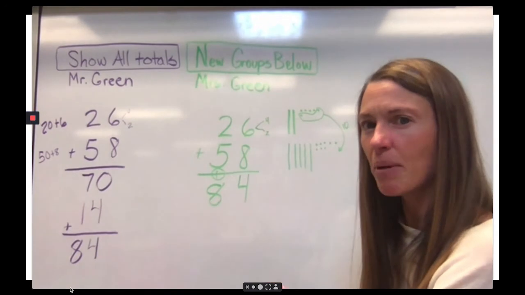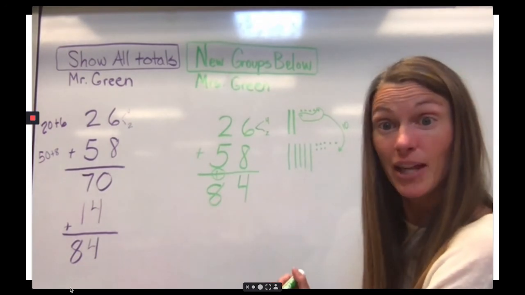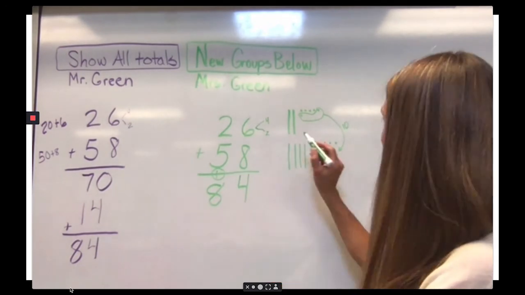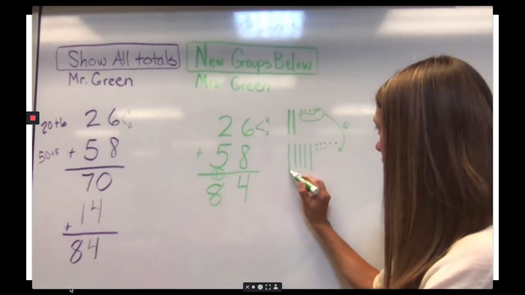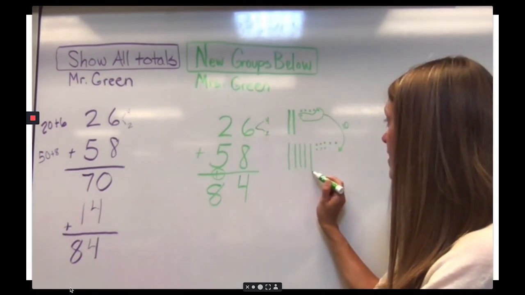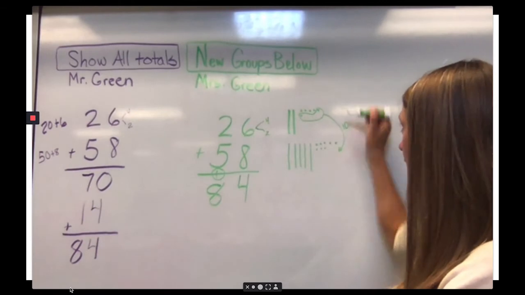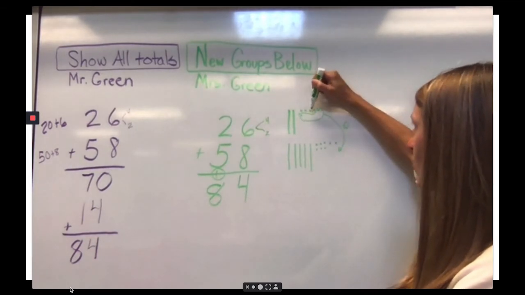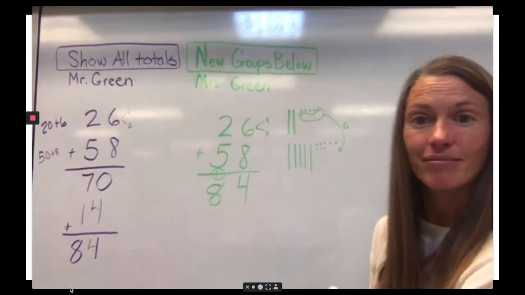So let's count up and make sure that we get 84. Can we do that together? 10, 20, 30, 40, 50, 60, 70, 80, 81, 82, 83, 84.